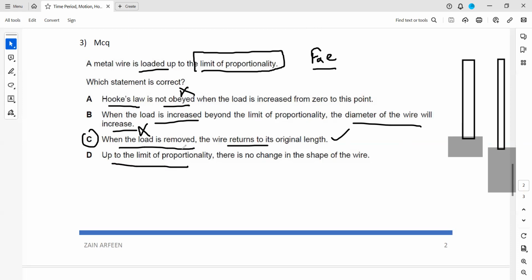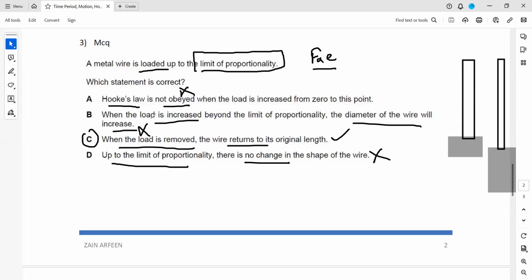And why is option D not the right one? Up to the limit of proportionality, there is no change in shape of the wire. That's wrong. Because when we increase the load, the wire will stretch and there will be a change in shape, as the length is increasing. So there will be a change in shape. That's why D is incorrect.